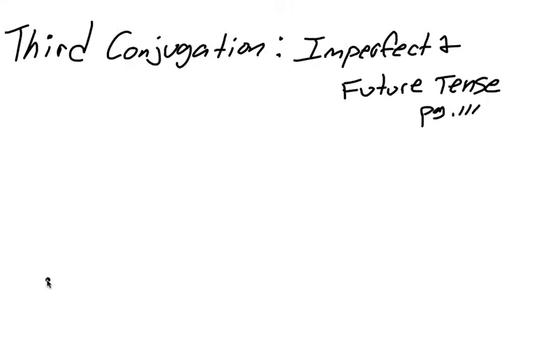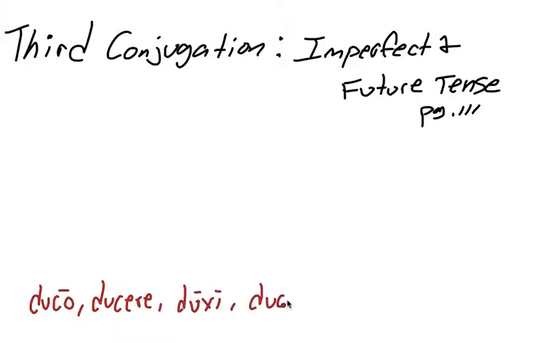Okay, so I'm going to start by giving you a third conjugation verb, and the verb I'm going to use is the verb duco. And the principal parts of duco are duco, ducere, duxi, ductum, and duco means to lead. Okay, and we're going to start by doing the imperfect tense.